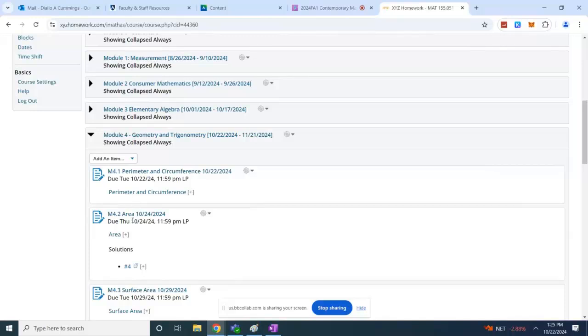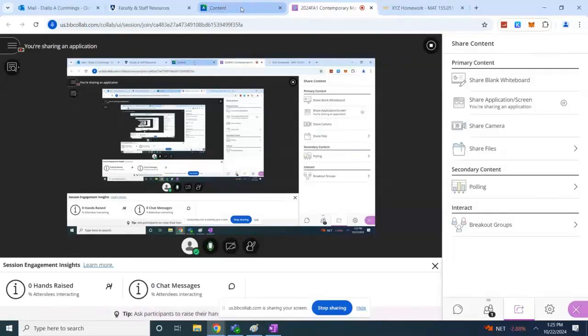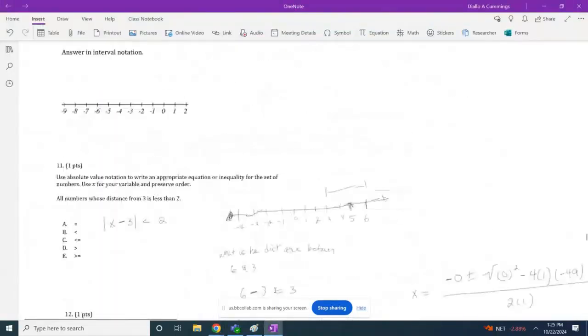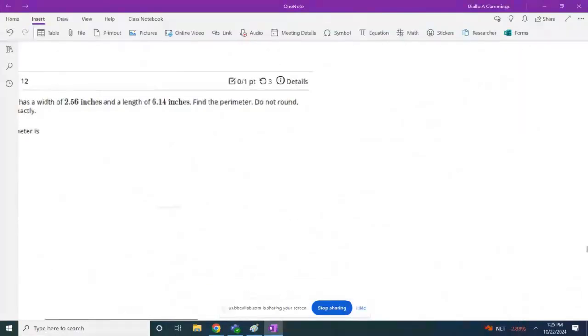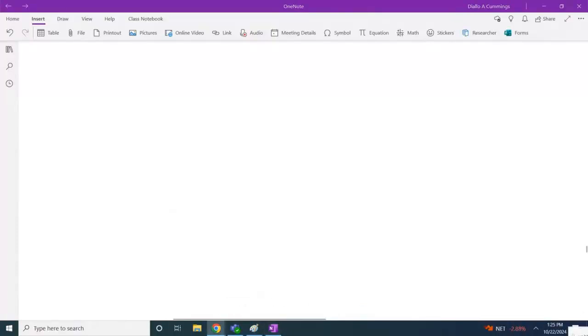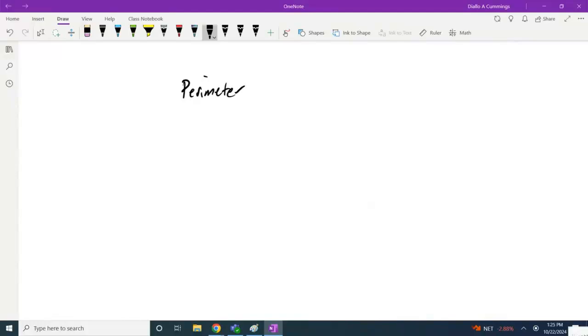All right, so when you talk about perimeter, and we'll talk about circumference in just a second, the perimeter measures the distance around an object. And it's measured in the unit alone.